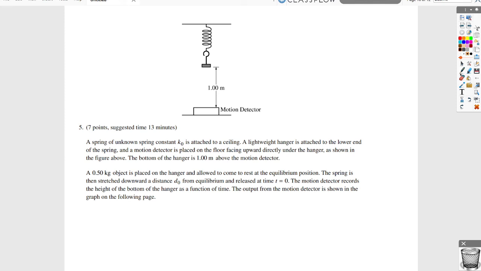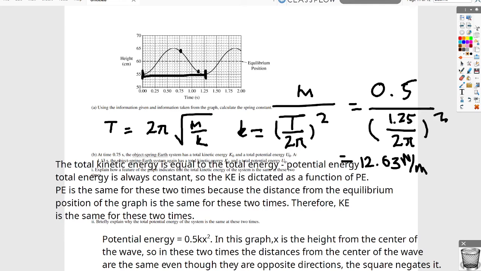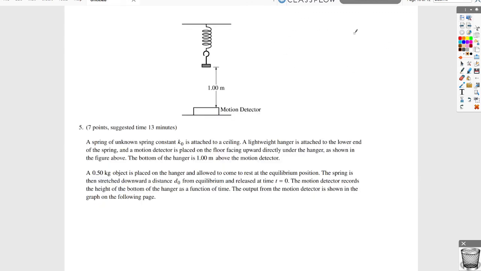1 meter is not the equilibrium position. So when he put a 0.5 kilo object on the hanger, it becomes 0.6 meters. So the equilibrium position became 0.6 meters when a 0.5 object is placed onto it. So basically what it's saying is kx is equal to mg, because mg is this and kx is this, right?